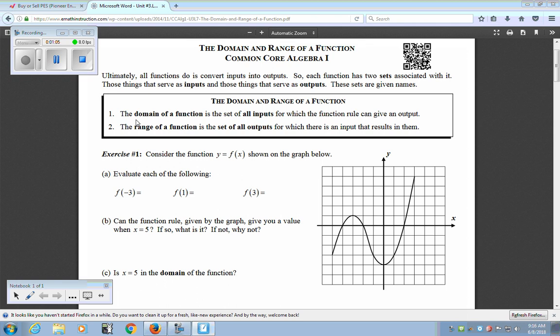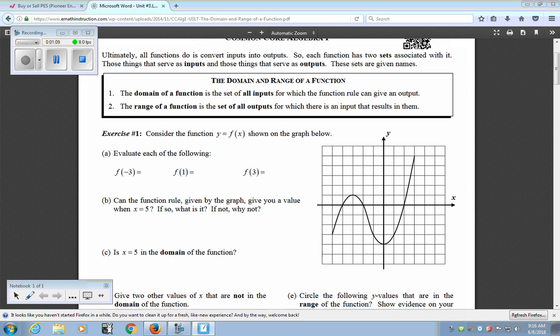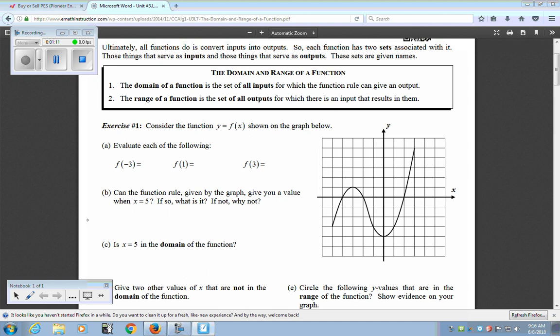So for the first one, they give us a function, they call it f of x, and they want us to evaluate each of the following. I'm going to do the first one for you, then you can try the next two and pause the video. This one says f of -3. So you go to -3 on the x-axis, and then you count the spaces either up or down until you hit the graph. In this case, there's a point 1 up, which means that 1 would be the answer for -3 as the input.